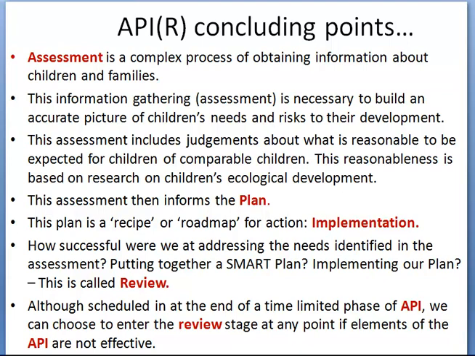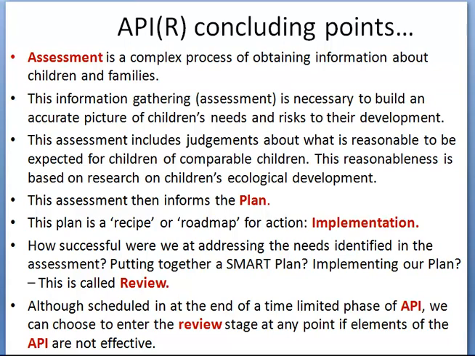Firstly, assessment is a complex process of obtaining information about children and families. As we can see, if we use the assessment triangle and we're informed by theories such as Bronfenbrenner, Belsky and Thompson, we can appreciate how complex assessing families can be. This information gathering is necessary to build an accurate picture of children's needs and any risks to their development, as informed by the Children Act 1989, Section 17 and Section 47. This assessment includes judgments about what is reasonable to be expected for children or comparable children. This reasonableness is based on research on children's ecological development.